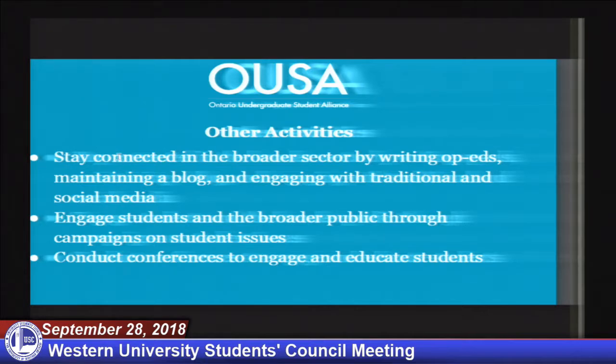And then, of course, we engage with both traditional and social media. We also engage students and the broader public through campaigns on student issues. So many of you would have seen the #TextbookBroke campaign that we ran earlier this month. That was focused on spreading knowledge and awareness about open educational resources to encourage more faculty to adopt OERs and to give USA more stories to bring to government about exactly what challenges students face with textbook costs on campus. And then finally, we conduct conferences to both engage and to educate students.